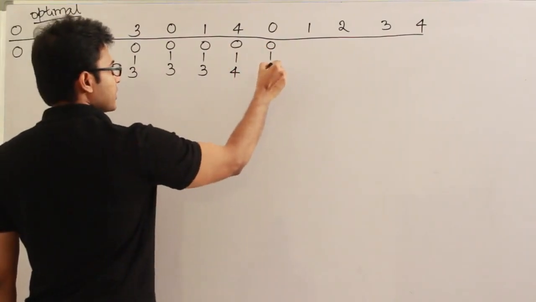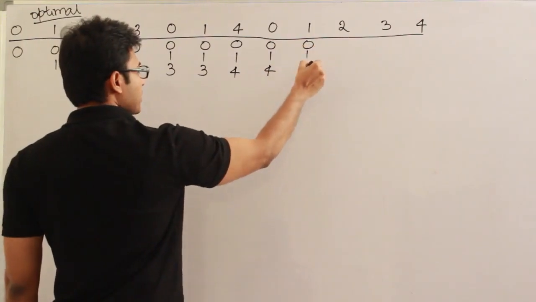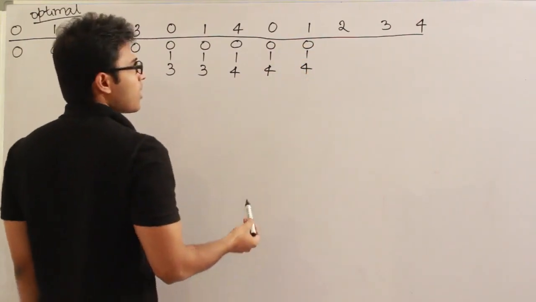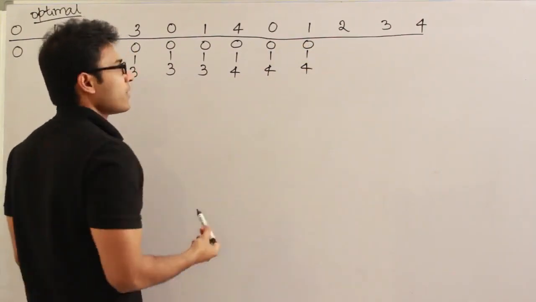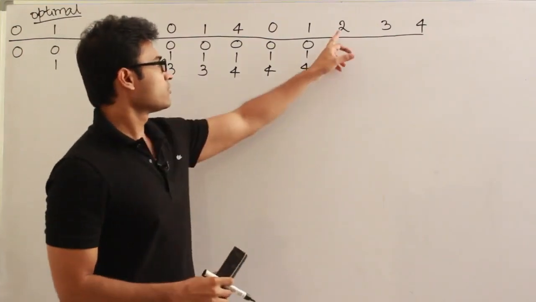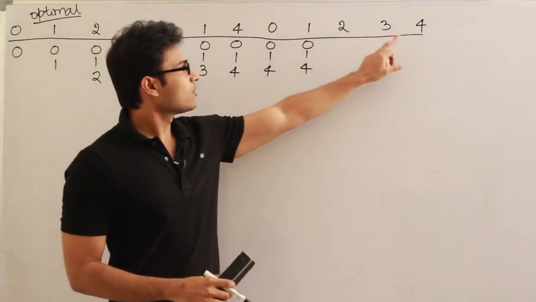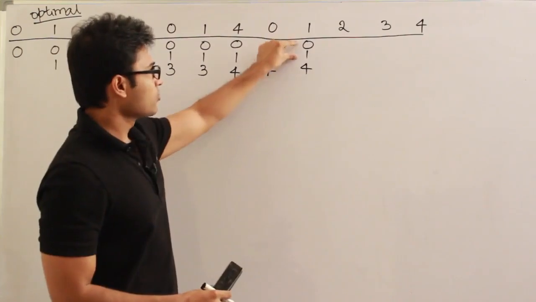So 0 1 4, nothing changes. 1 is referred, 1 is already there, nothing changes. When 2 is referred, one of them has to be replaced, right? And now see this, when 2 is referred, the only next required page is 4. 0 and 1 both are not required.